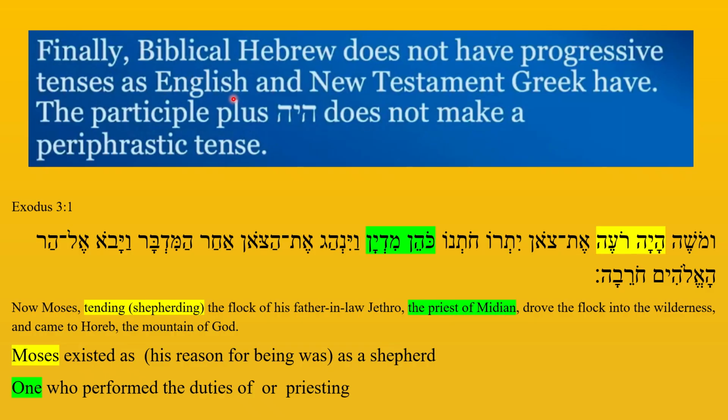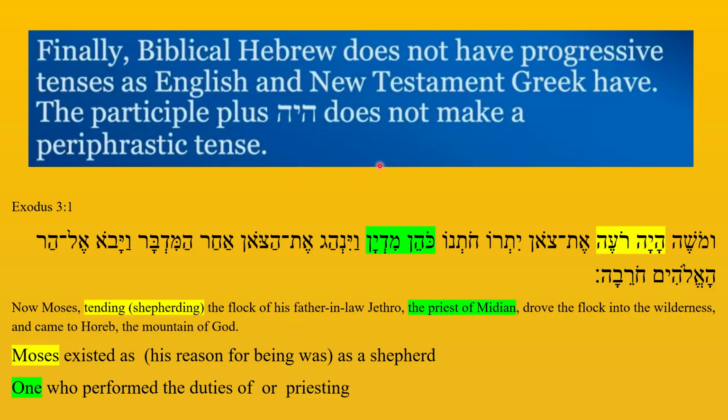And again, I give this is all from Dr. Fuller from his YouTube video. Highly recommend that you look it up, that you watch it. A lot more information than I'm giving you. But he says, finally, biblical Hebrew does not have progressive tenses as English and New Testament Greek have. Okay, progressive tense would be he is walking.